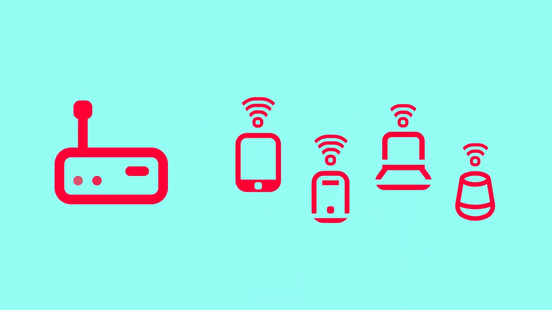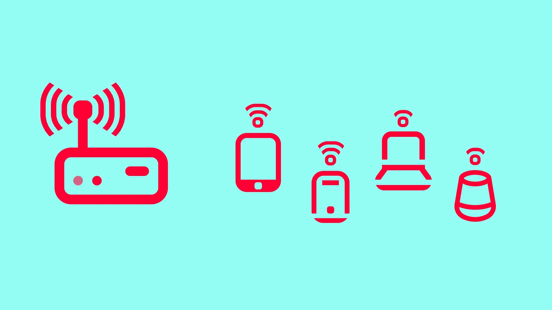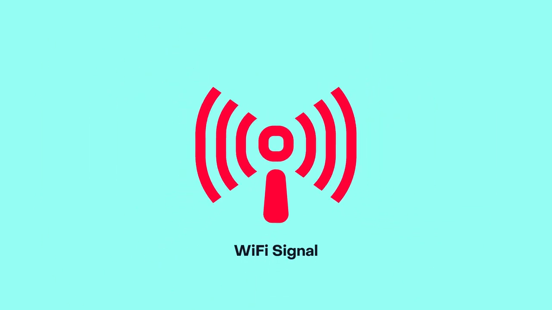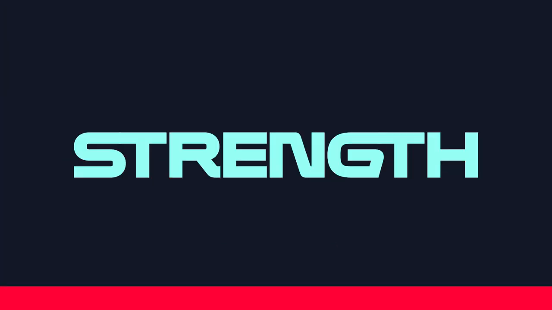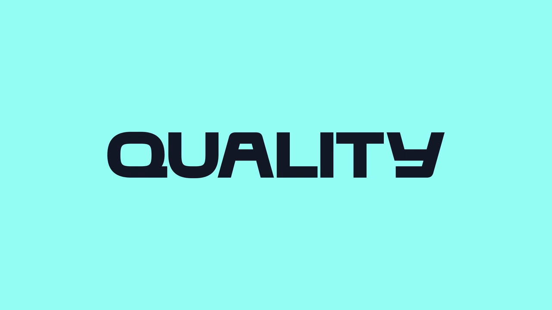But we all know the majority of our devices are wireless. This is where Wi-Fi steps in. Your router takes this internet connection and turns it into a wireless signal. So, what affects the strength or quality of a wireless signal in your home?